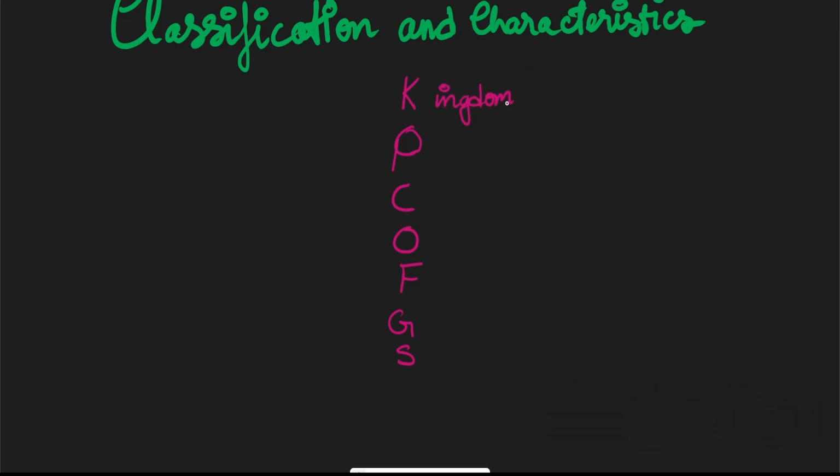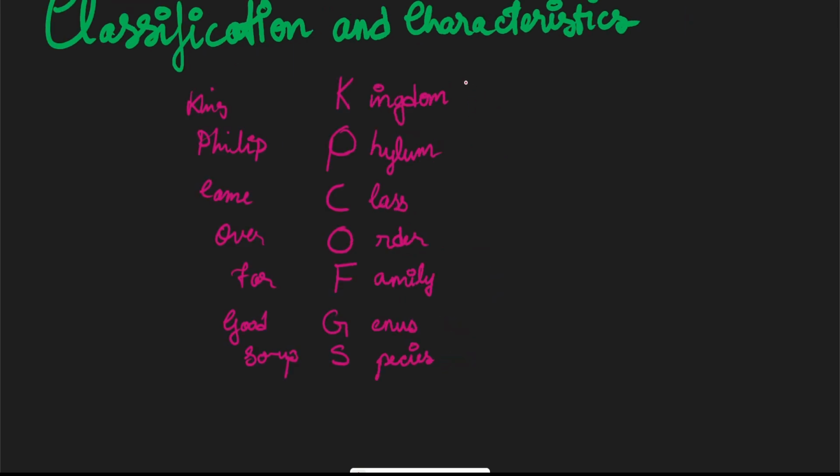So the most broad classification is kingdom, and under kingdom you have phylum, then you have class, order, family, genus, and species. So in the current system that is the most widely accepted in today's day and age, we have 5 kingdoms. Okay, there are 5 kingdoms.